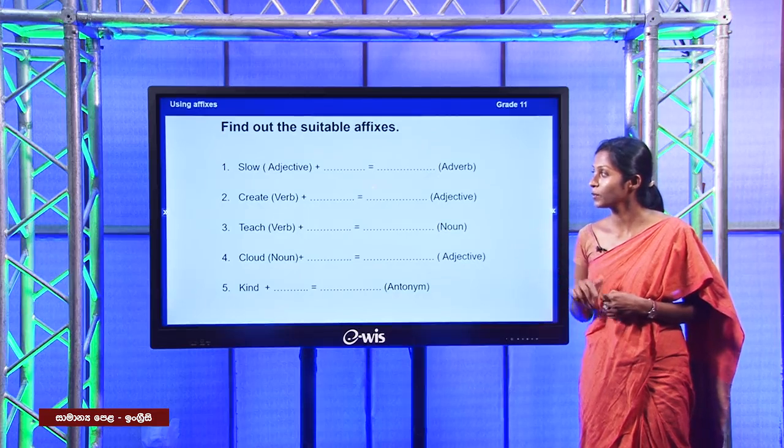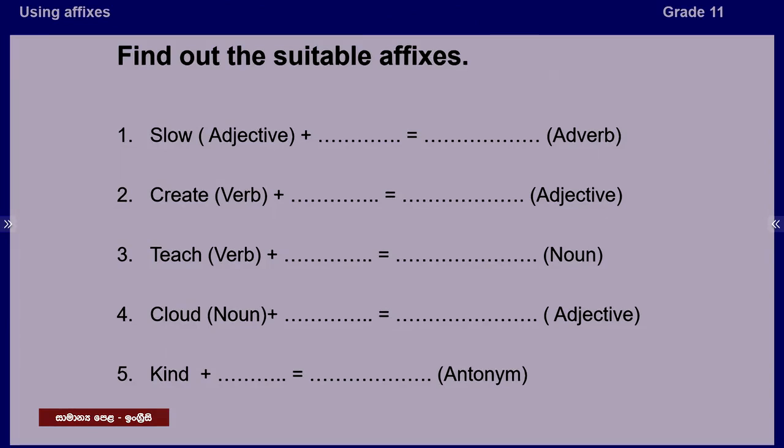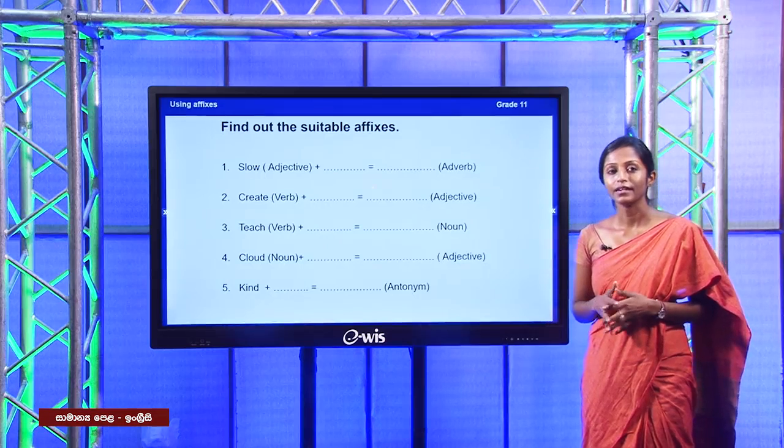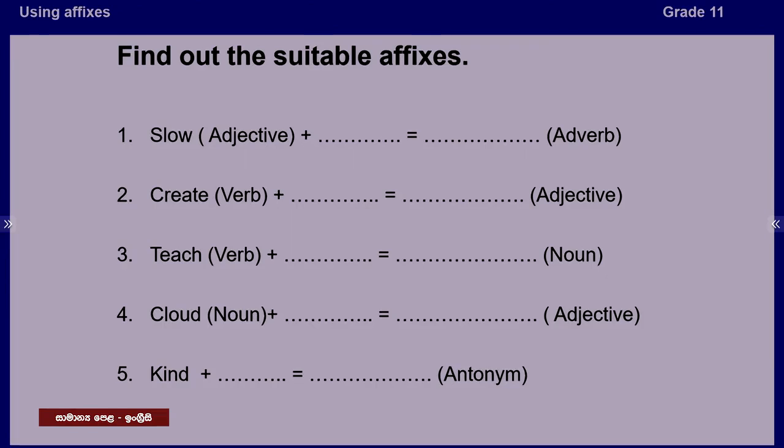Look at the second one. I have given the verb, create. You will have to add an appropriate affix and create the adjective. In the third one, the verb teach is given. Then you will have to create the noun of it. In the fourth one, the word cloud is given, which is a noun. And then you will have to add an appropriate affix and create an adjective. In the fifth one, I have given kind. You will have to add an appropriate affix and create an antonym. Take your time and try to do the activity.